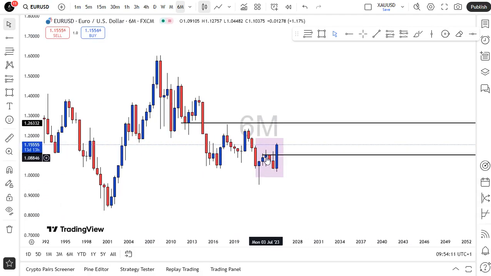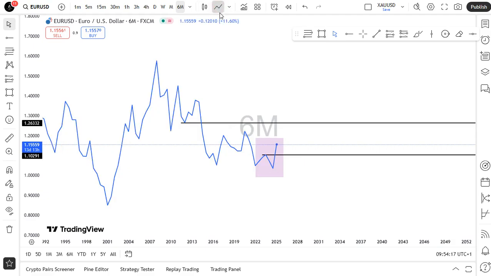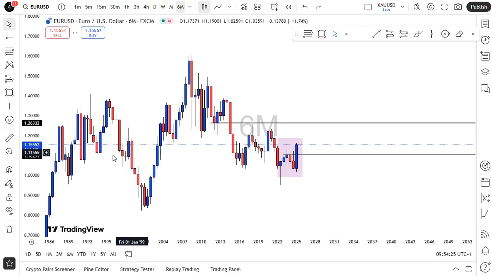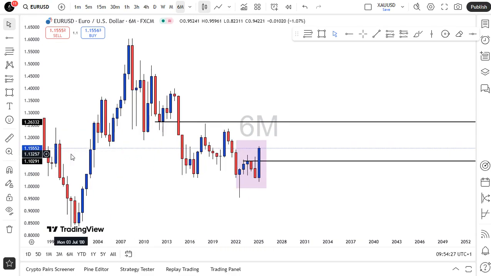Now you can see how it broke the structure. But however, let me tell you something. Do you know why I'm not really prioritizing this break of structure? It's a break of structure, but I don't like that kind of break of structure, because of the high that formed this low. Let me show you something.